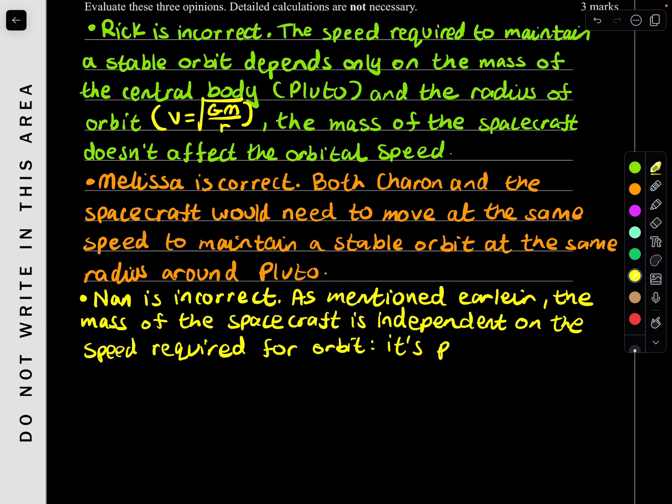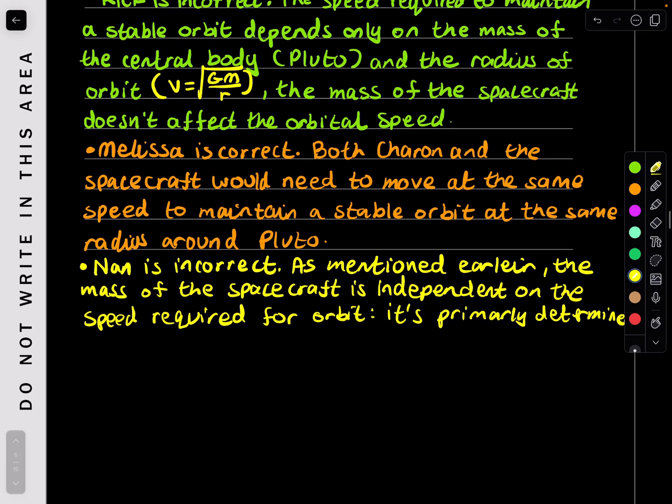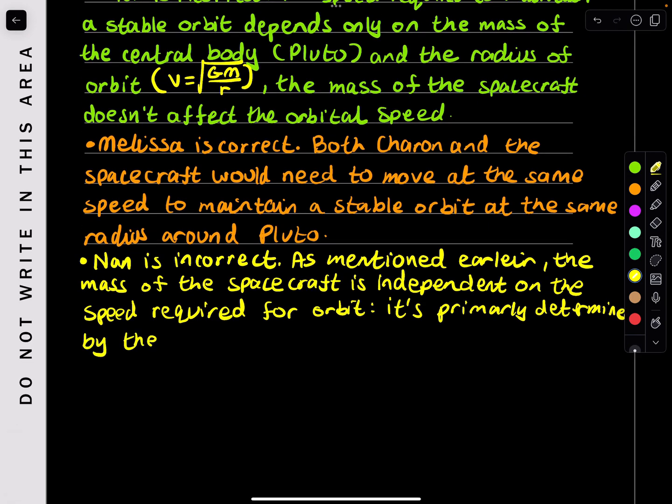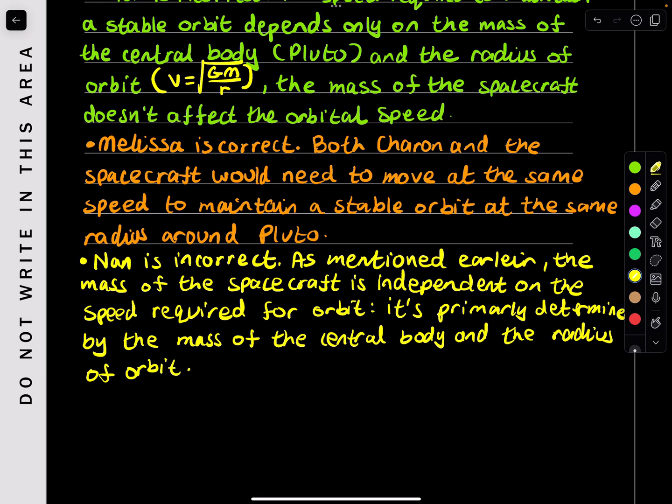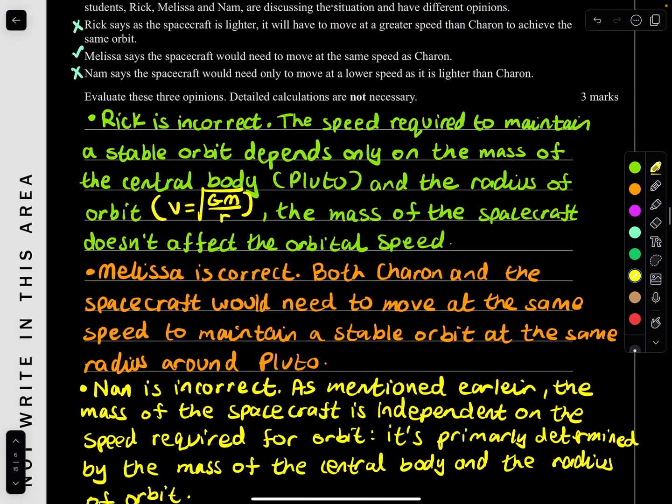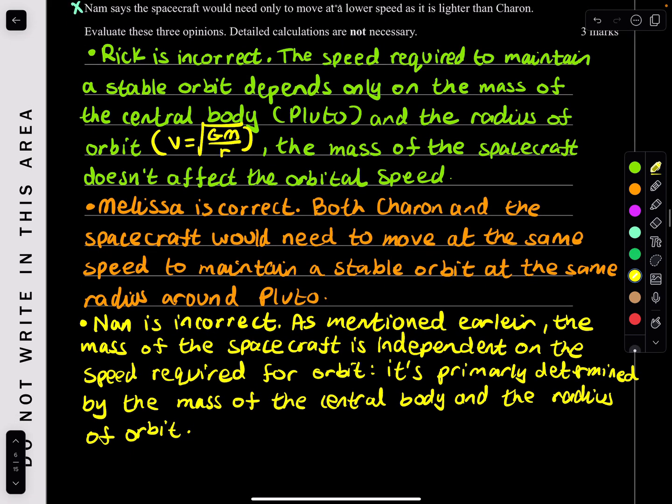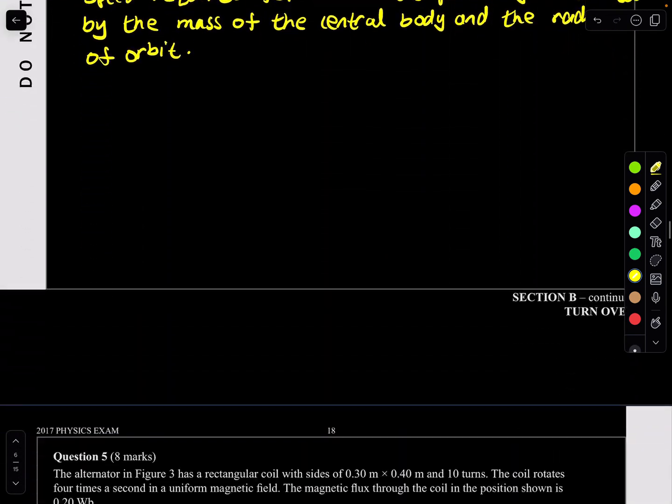It's primarily determined by the mass of the central body and the radius of orbit. Wow, my hand hurts, man. That should be very detailed, and in conclusion, Melissa's correct. I think if you've evaluated those very specifically, it should give you full marks there.